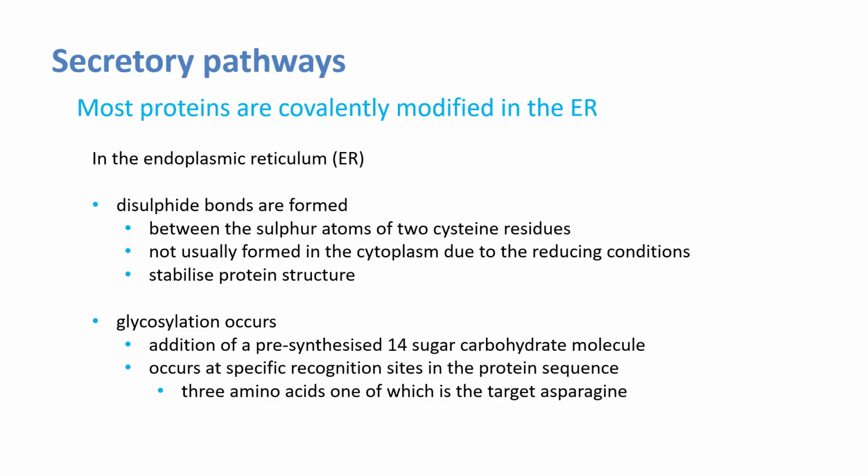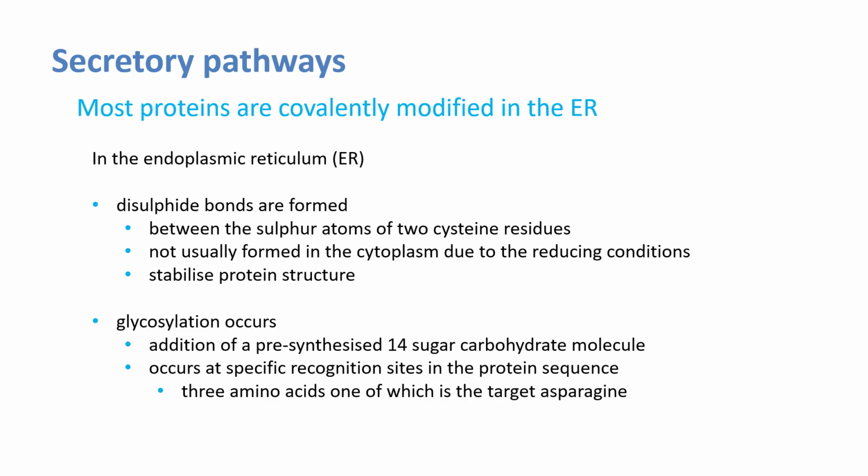Some of the common modifications that happen include disulfide bonds. So we've seen this earlier when we looked at protein structure, when covalent bonds form between sulfur atoms in two cysteine residues. Now, as we saw then, these don't normally happen in the cytoplasm due to the reducing conditions that are present there, but it's possible for this to happen once in the endoplasmic reticulum. And the role of these is to provide extra strength to protein structure because they're covalent bonds, very strong bonds.